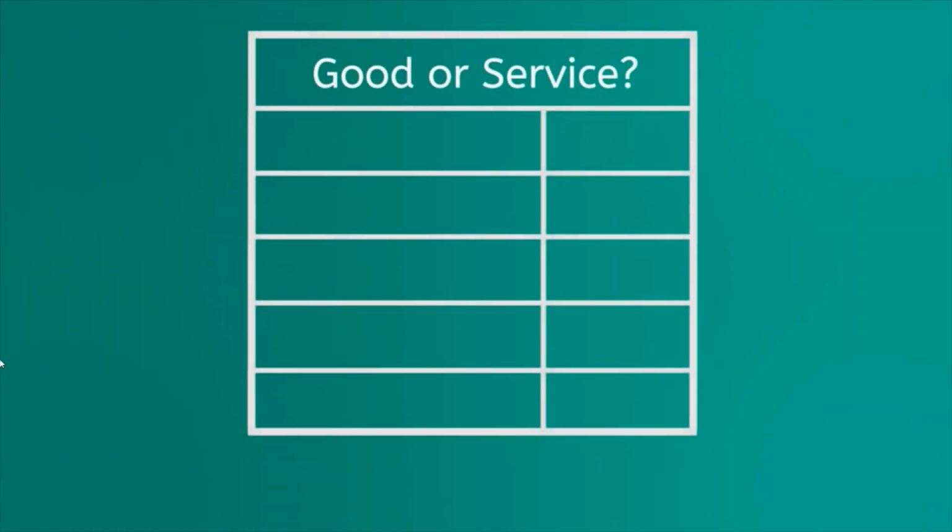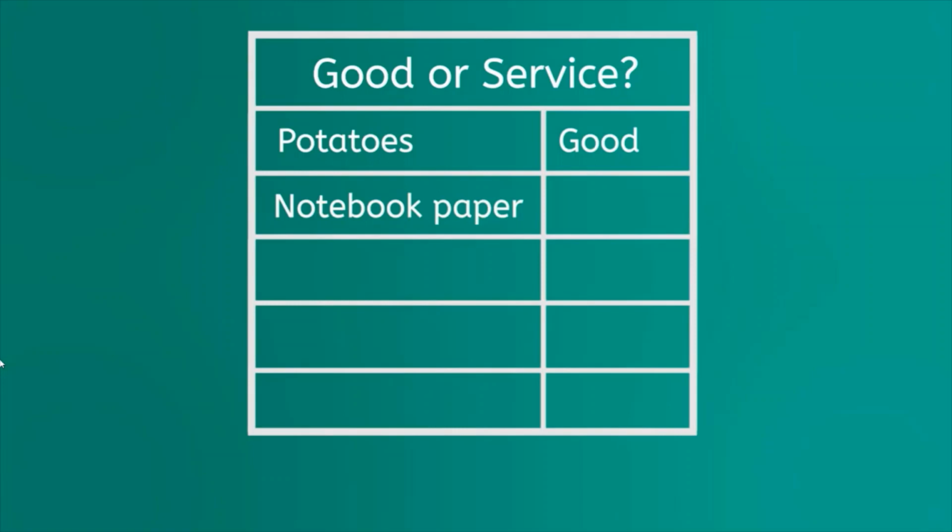Let's complete a chart together. In the left-hand column, I'll provide a good or a service. Can you tell me whether it is a good or a service? How about potatoes? They are a good. Okay, so what about notebook paper?